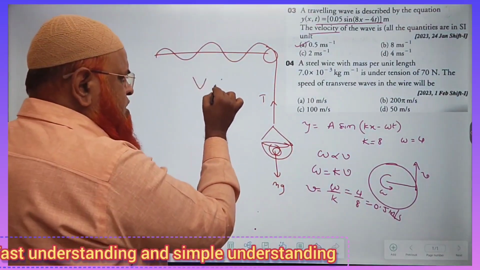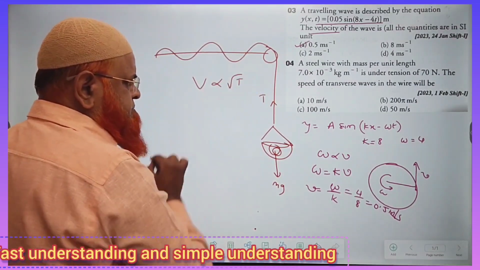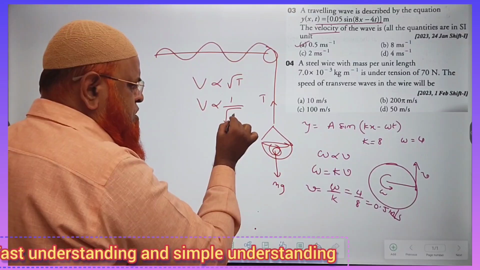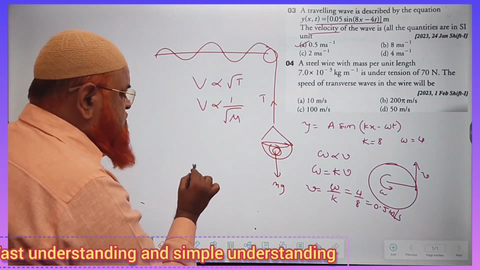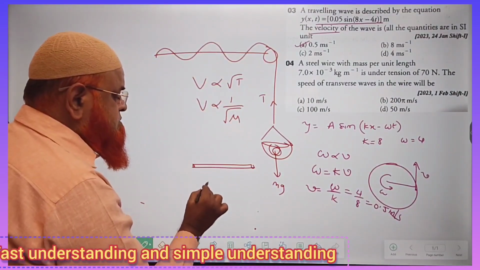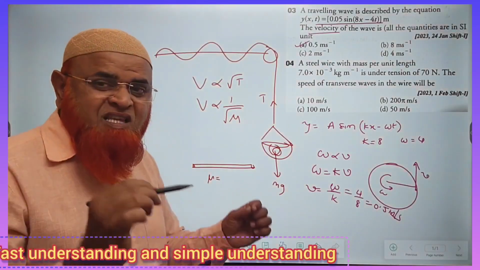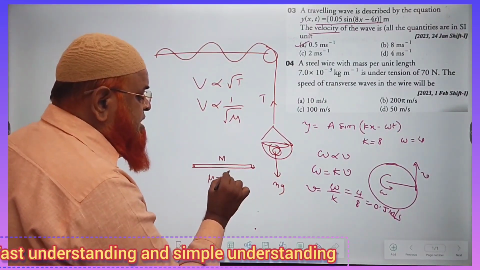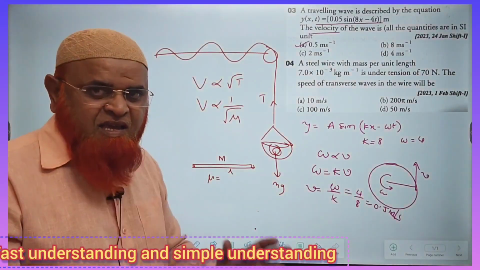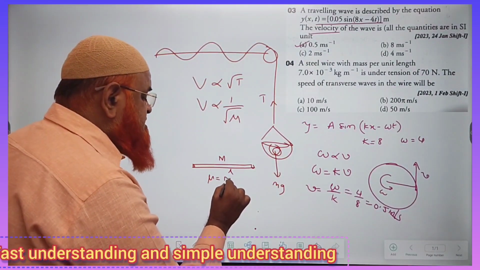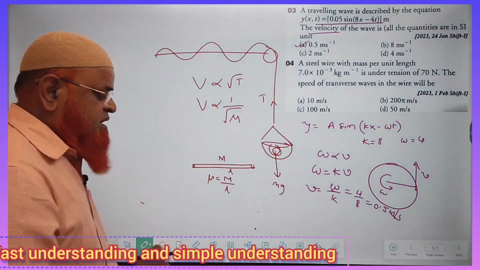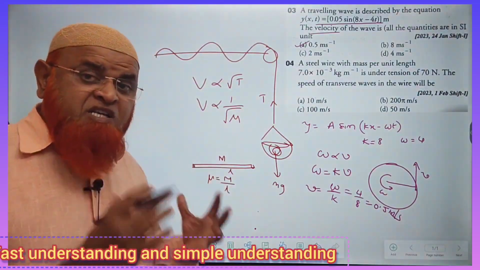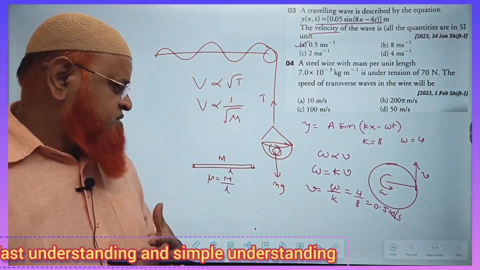You know what happens when the tension increases? You all know velocity is directly proportional to root T, and you also know velocity is inversely proportional to root mu. What is mu actually? If you take a wire, what is the meaning of mu? Mu is nothing but linear density. Let us imagine the mass of the wire is m and length of the wire is L here. So linear density means mass by length, mass per unit length. That is called linear density.